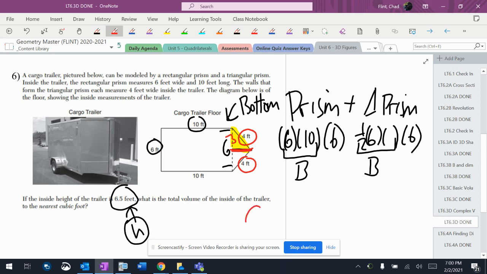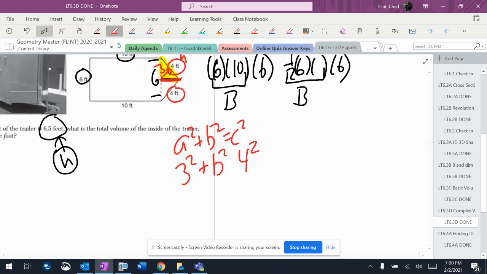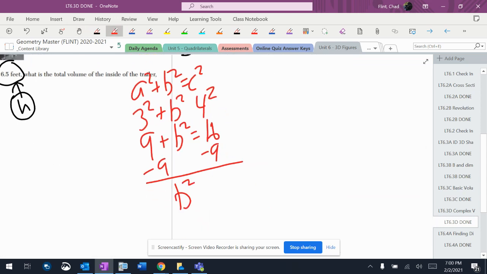So I now have to do a squared plus b squared equals c squared. And I've got to be very careful. The hypotenuse is the 4. So that's the c. So 4 squared, and then it's 3 squared plus b squared. Okay, now I got to do a little bit of work. I get 9 plus b squared equals 16, minus 9, minus 9. I get b squared equals 7, square root, square root.